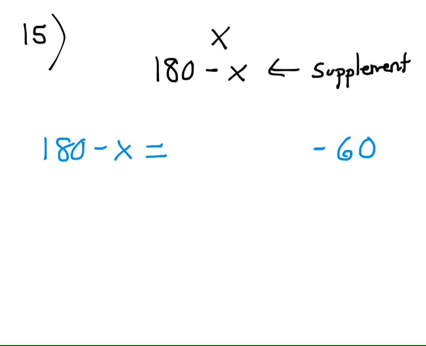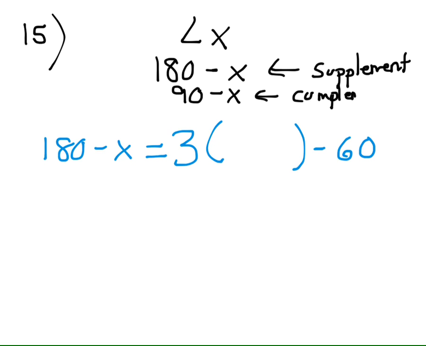60 less than 3 times the measure of the complement of the angle. So 3 times the measure of the complement of the angle, find the angle. Well, if this is its supplement, and again I'm talking about angle x, what is its complement? Complement's going to be 90 minus x, right? Because if this was 50, its complement would be 90 minus 50, which is 40. If x was 80, its complement would be 90 minus 80, which is 10. So I'm going to call this its complement, because I know complement means add to 90.